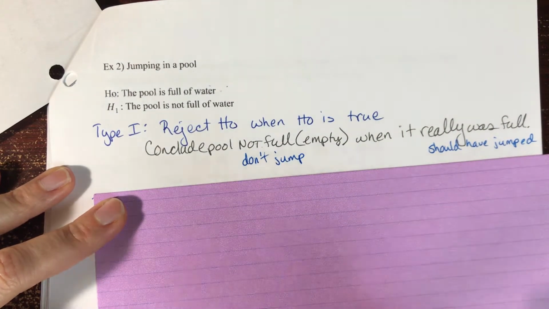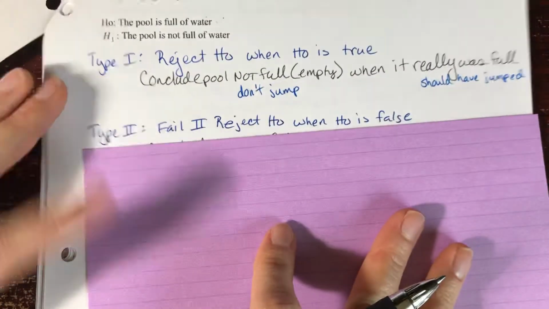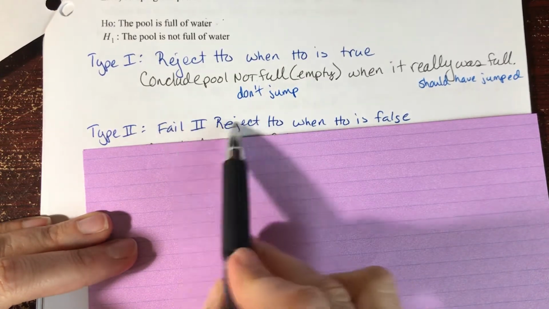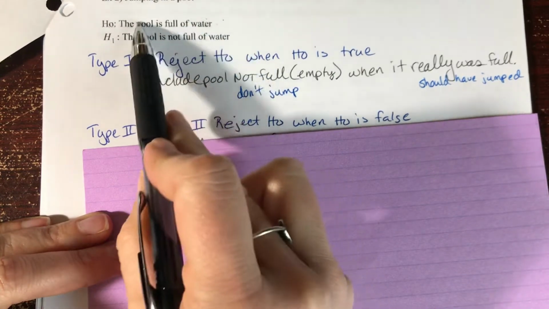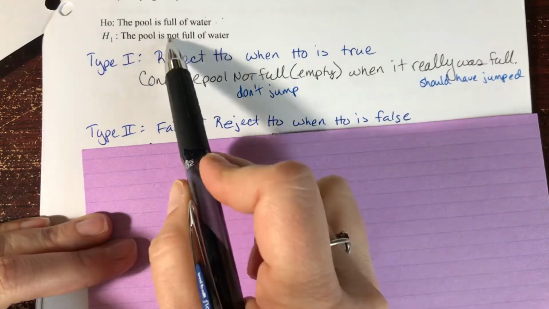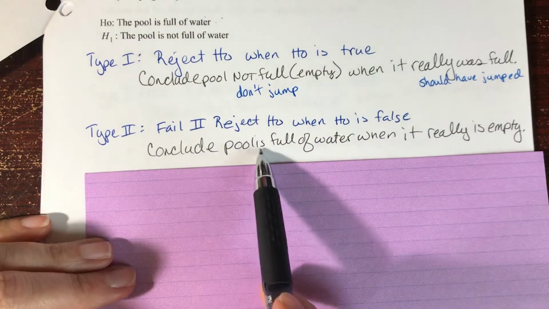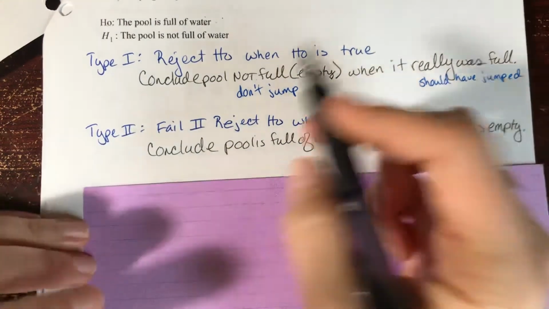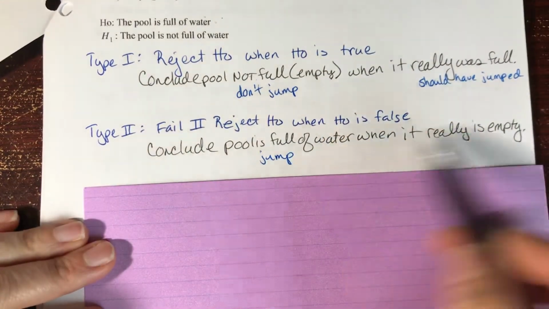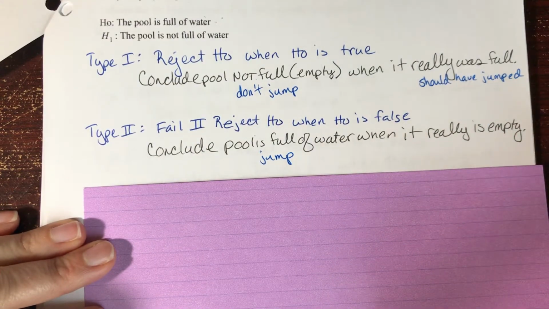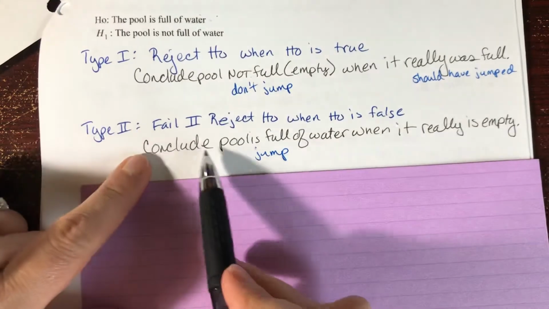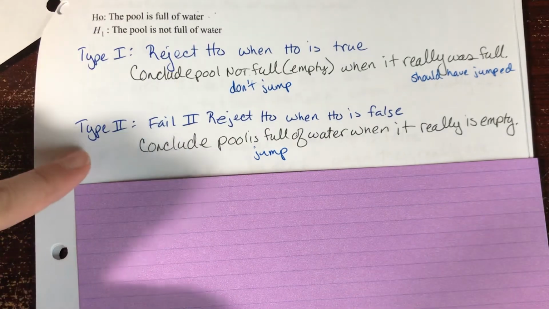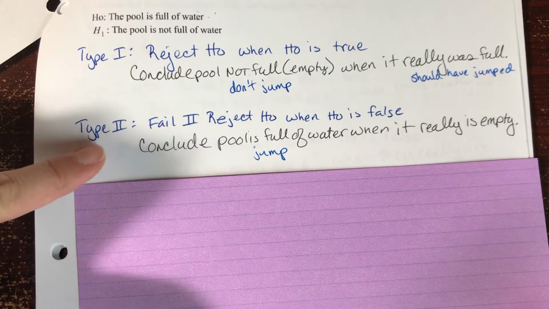Okay? Whereas for a type 2 error, if you fail to reject the null when the null is false, that means you're going to conclude that the pool is full of water, but it's false and it really isn't full of water. So you conclude the pool is full of water when it really is empty. So you're going to say it's full. You're blindfolded. You're like, it's full, I'm jumping in. But it was empty. So you should not have jumped. Right? Now you have it. This is also an error. This error happens to be way more drastic than this error. With the type 1 error, you missed out on a lovely day of swimming. With this error, you just jumped into an empty pool and now you have lots of problems.